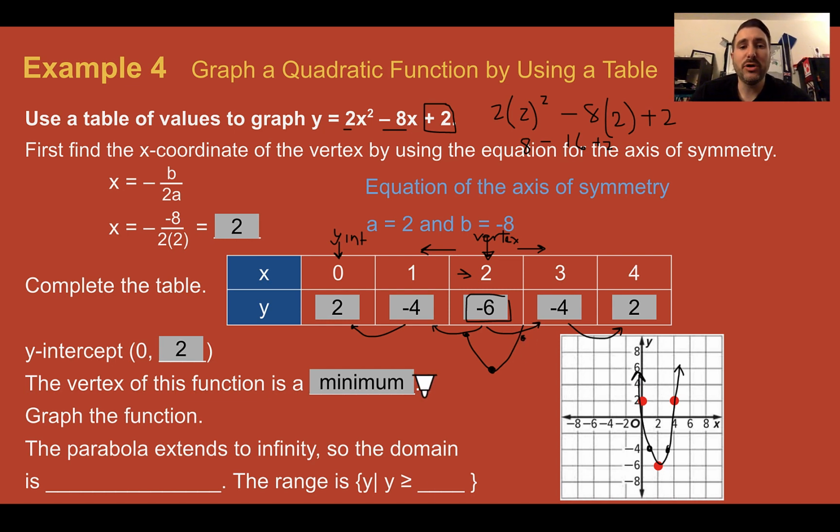This parabola, as with most parabolas we're going to see, they're extending to infinity with those arrows. Our domain here, remember domain is your x values, those are all real numbers. So this is actually getting wider and wider and wider. We can plug in any number we want for x.